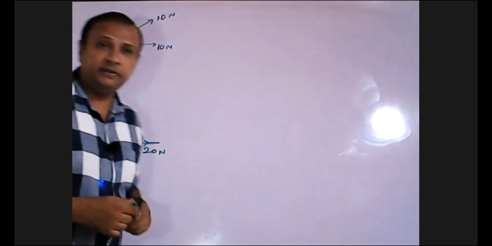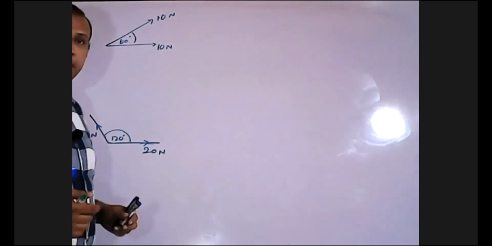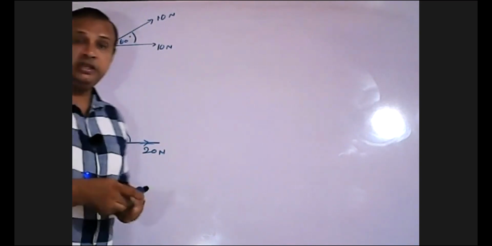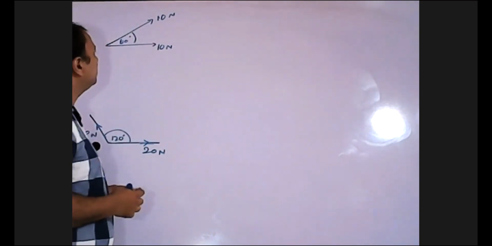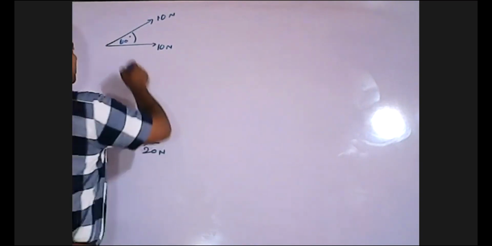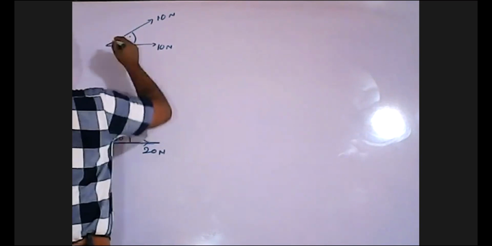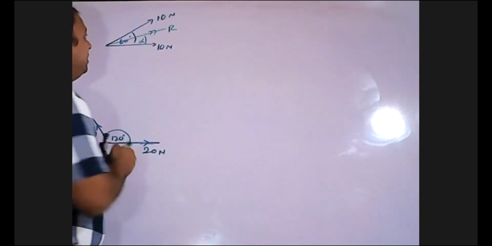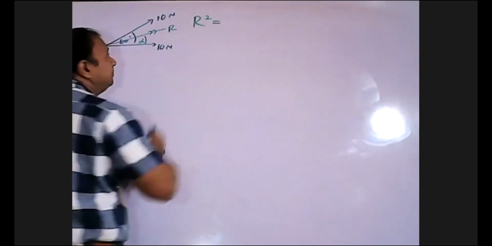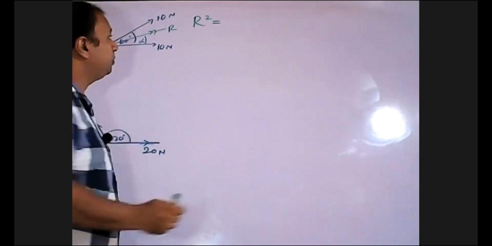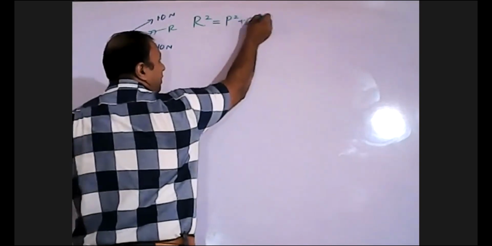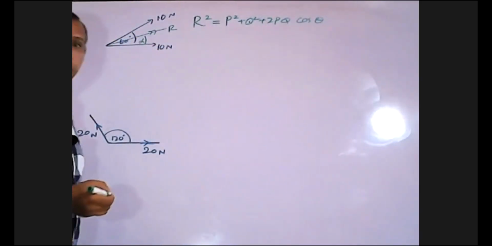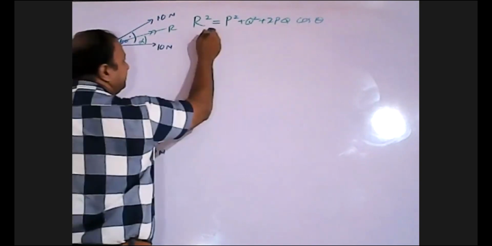Second one. There are two forces having equal magnitude of 10 Newton, and the angle between these two forces is 60. That is the given question. So we can suppose this is R and this is alpha. Then R squared is equal to P squared plus Q squared plus 2PQ cos theta. That is our standard equation. You can apply this equation.